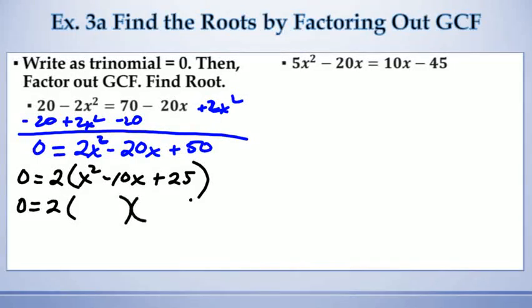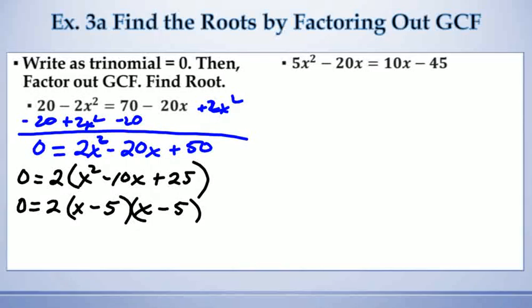What do I multiply to get 25? Add them together gives me a negative 10. That's a perfect square trinomial. So this would be a minus 5 and a minus 5. Now, since I have two binomials that are identical, I only need to find the x value for one of them. So I make each factor equal to 0.